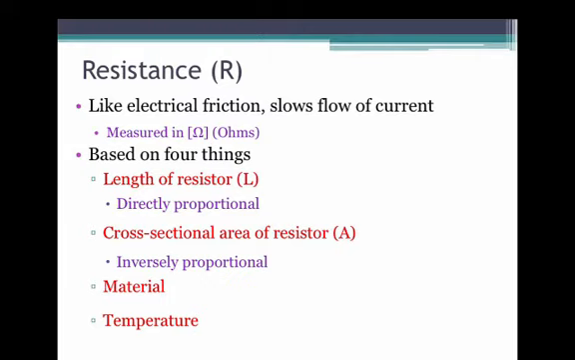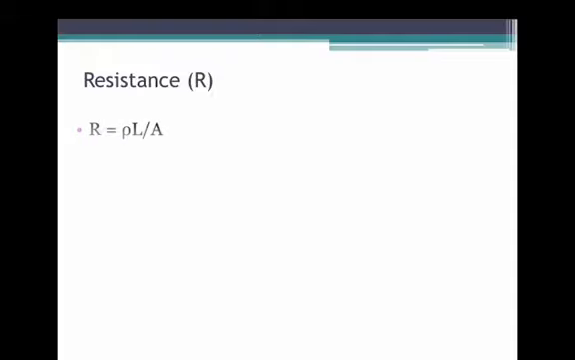Now, how do they all fit together? Well, there's an actual equation for resistance. R, resistance, equals rho, that's the Greek letter rho, times length, all divided by area. And again, remember, resistance is measured in ohms, with that capital omega being the symbol.